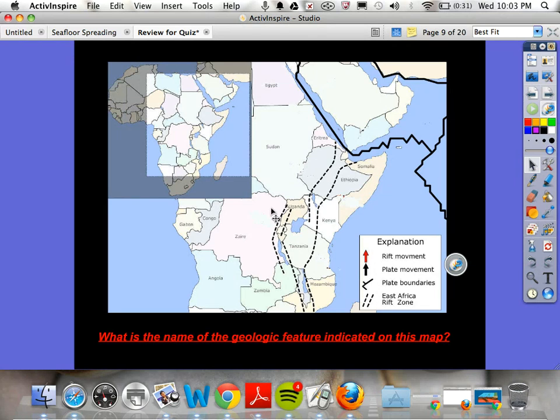Another example of a divergent boundary is this one. What is the geologic feature indicated on this map? If you answered Rift Valley, you are correct. This is the Great Rift Valley of Africa. The plates are moving in different directions and they're making this area separate.